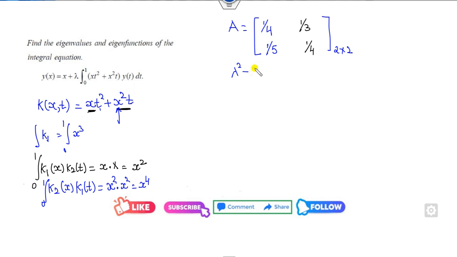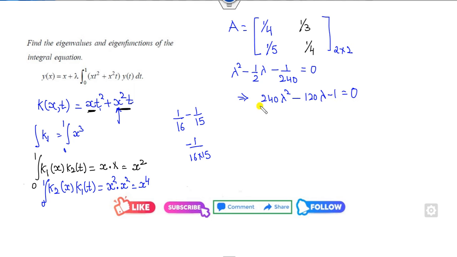So lambda square minus 1 over 2 into lambda plus 1 over 16 minus 1 over 15. So minus 1 over 16 into 15. That is minus 1 over 240. Fine. So you can write this as 240 lambda square minus 120 lambda minus 1 is 0. So you can find the eigenvalues. It is 120 plus minus the square root of 14400, because 120 square is 14400, plus 960, divided by 2 into 240.